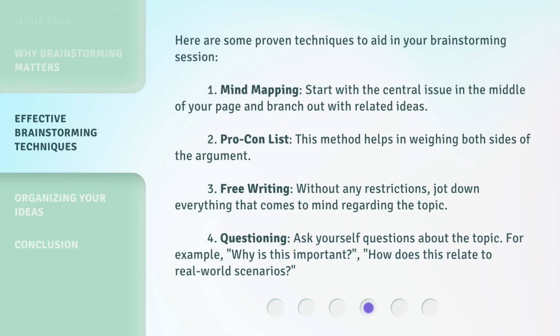Here are some proven techniques to aid in your brainstorming session. 1. Mind mapping. Start with the central issue in the middle of your page and branch out with related ideas. 2. Pro-con list. This method helps in weighing both sides of the argument. 3. Free writing. Without any restrictions, jot down everything that comes to mind regarding the topic.